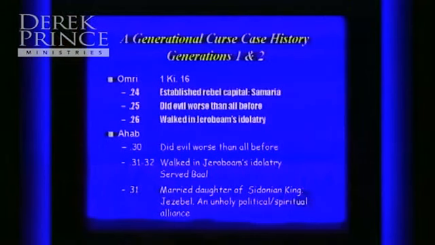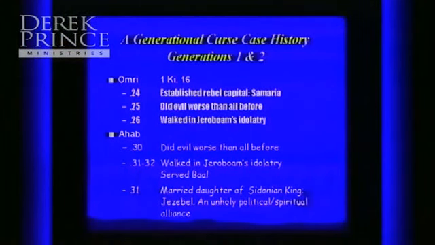Well, he gave birth to a man named Ahab, generation number two. And you're probably familiar with Ahab and Jezebel. The Bible says in chapter 16, verse 30, Ahab did worse than all who were before him. He walked in the idolatry of Jeroboam, who was the one that really gave birth to that rebel northern kingdom in the first place. But he did a very interesting thing. As the second generation of the curse comes, we see how incredibly evil this is going to become.